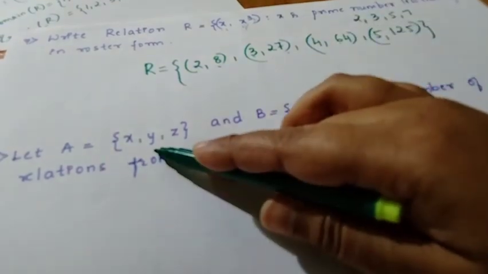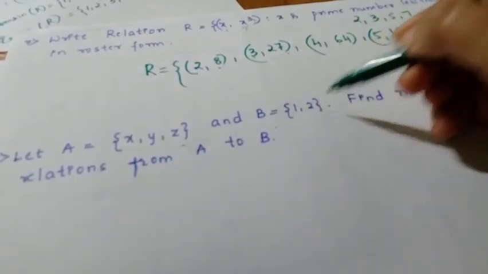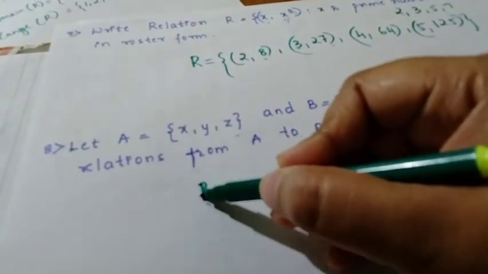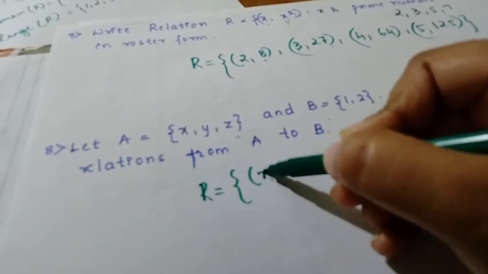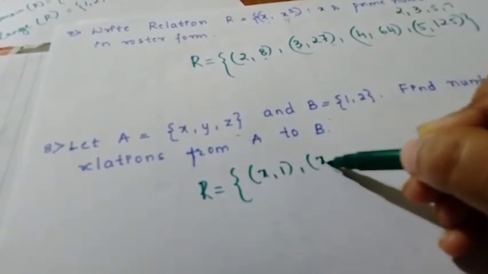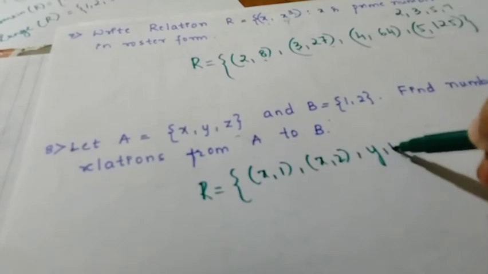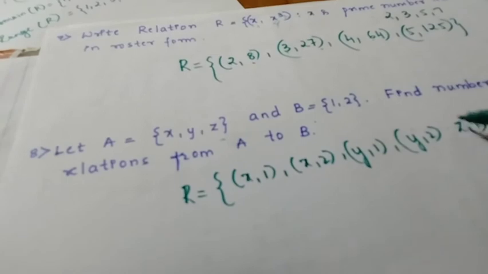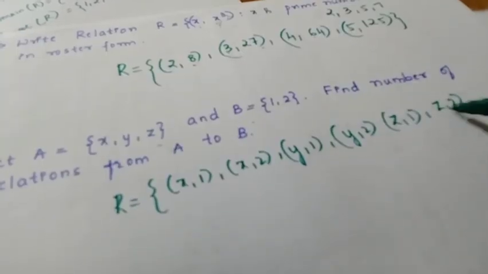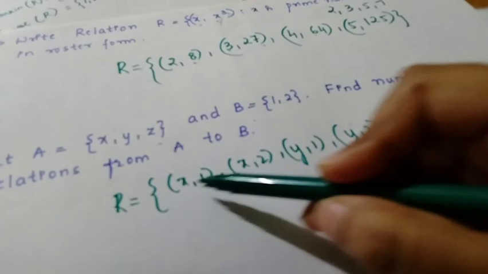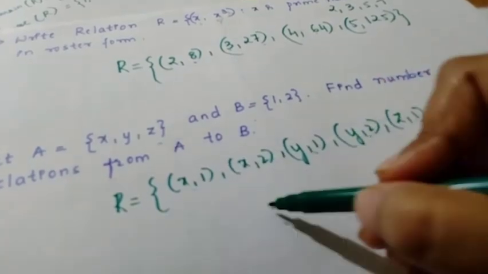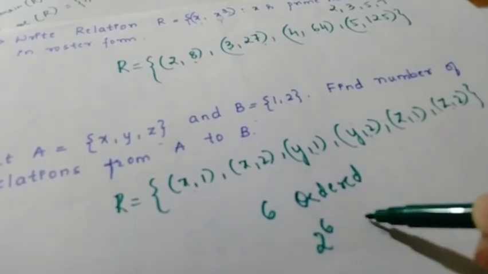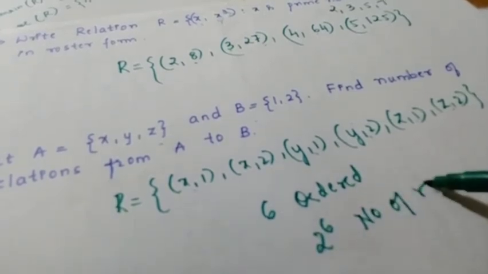Next, let A is equal to x, y, z, B is equal to 1, 2. Find the number of relations from A to B. First, let us write the relation. R is equal to x with 1, x with 2, y with 1, y with 2, z comma 1 and z comma 2. 1, 2, 3, 4, 5, 6. 6 ordered pairs you are getting. So you get 2 raised to 6 number of relations.